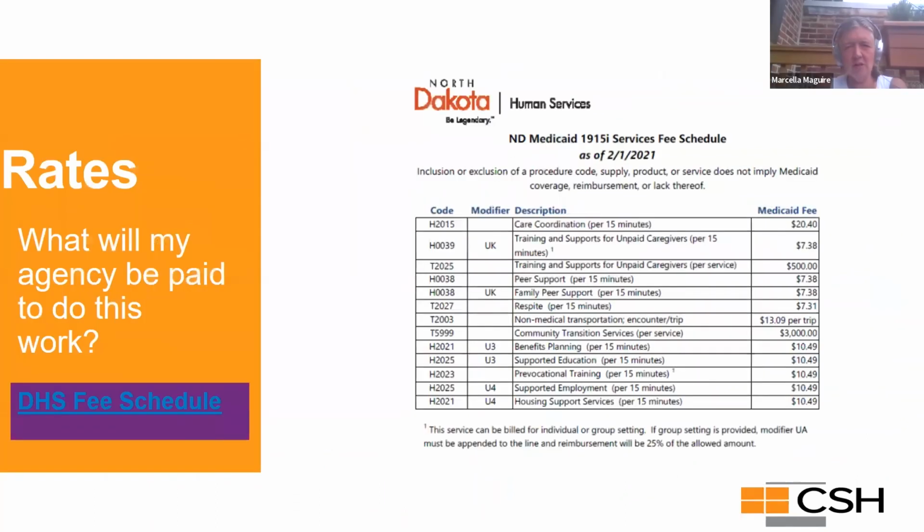Good question you're asking. Here we go. Training and caregiver support is 15 minutes. Respite is 15 minutes as well. Community transition is per service. Non-medical transportation is per trip. Training and supports for unpaid caregivers is per service. Everything else is 15 minutes. Training and supports has two rates, either 15 minutes or per service. This is the DHS fee schedule.